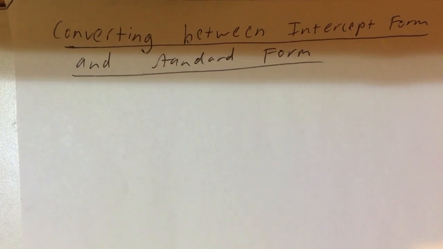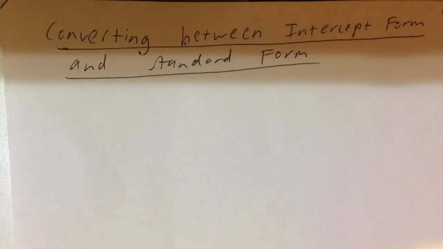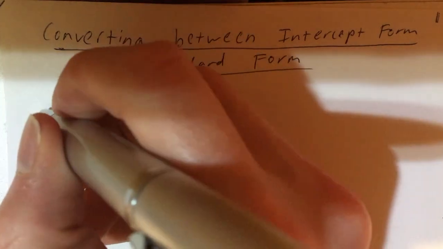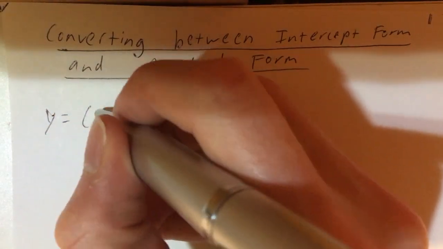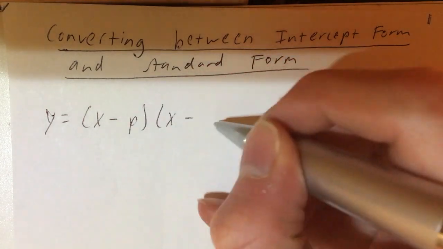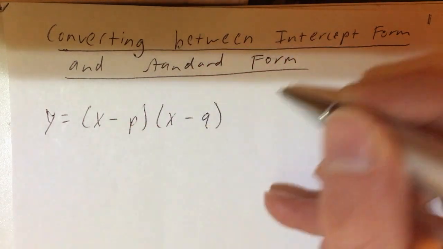So what I'm going to be doing in this one is converting between intercept form and standard form. Now intercept form is basically your factored form, okay? And it looks a little something like this. I'm just going to put random letters here for my blanks. It's whatever it is, factored.